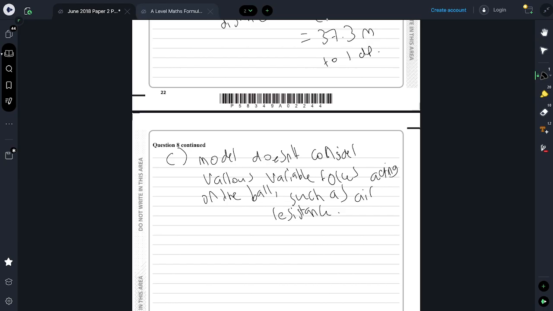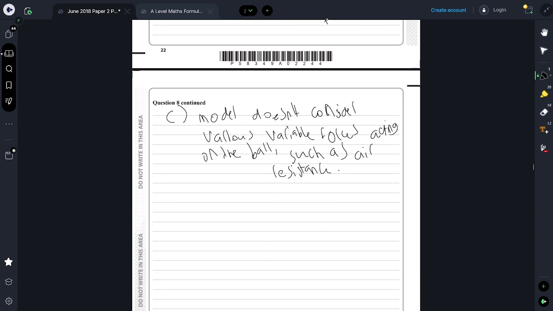You could say that the trajectory of the ball is a perfect parabola. Personally, I wouldn't give that mark, because that's basically not true. You want to say the reason why it isn't a perfect parabola, which, for example, is air resistance, but they accept it though. I think they're quite generous with that actually.